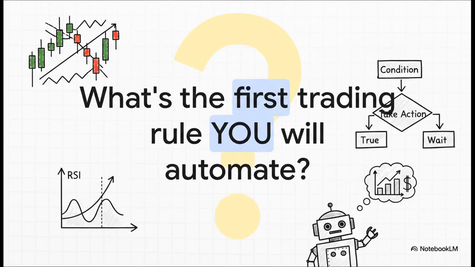So that brings us to the most important question, doesn't it? You now have the basic building blocks to turn any rule into code. Maybe for you, it's a moving average crossover, or checking the RSI, or finding a specific candlestick pattern. Whatever it is, the logic is exactly the same. Check a condition and then take an action. So what's the first rule you're going to teach your robot?